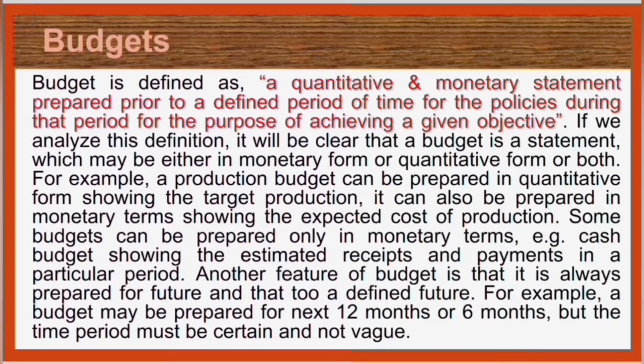For example, a production budget can be prepared in quantitative form showing the target production. It can also be prepared in monetary terms showing the expected cost of production. Some budgets can be prepared only in monetary terms, for example, cash budget showing the estimated receipts and payments in a particular period.